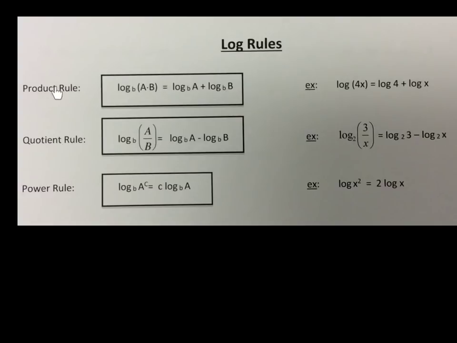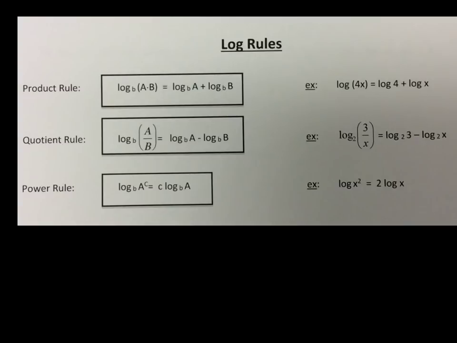Now product we know means to multiply. If we have log of 2 terms that are being multiplied together, we can actually expand this out into 2 separate log terms by putting an addition sign in between them. So if we have log base b of a times b, we can separate this into log base b of a plus log base b of b. Okay? You see an example over here. If you have log of 4x, you could rewrite that as log 4 plus log x.